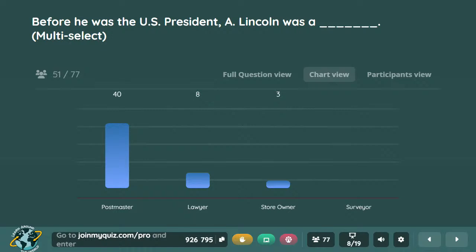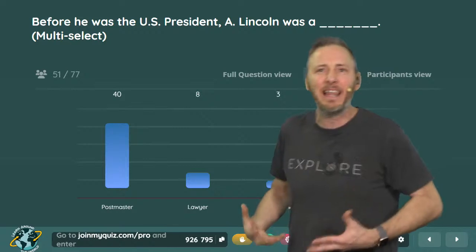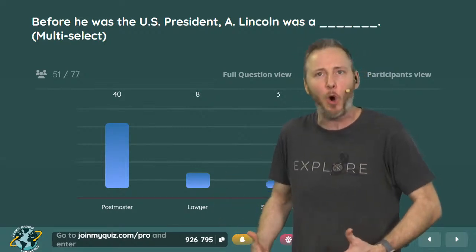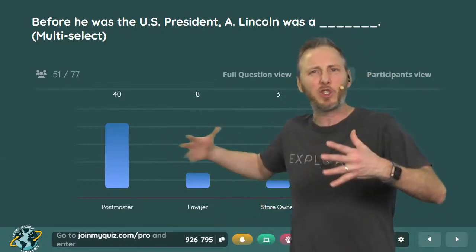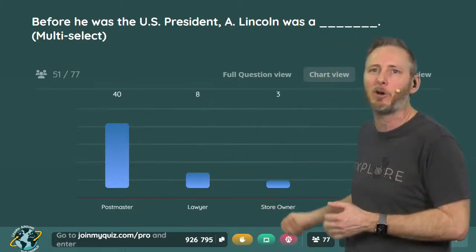All right, so choose all that apply. Abraham Lincoln was actually all of these things at one time. He was a postmaster, he was a lawyer, he was a store owner, and he was a surveyor. So he was actually part of all of these jobs, but the primary job he had throughout his 20s, so he left home when he was around 21 years old, and throughout his 20s, he was a postmaster for a time. That's kind of like a mailman in a small town he lived in.